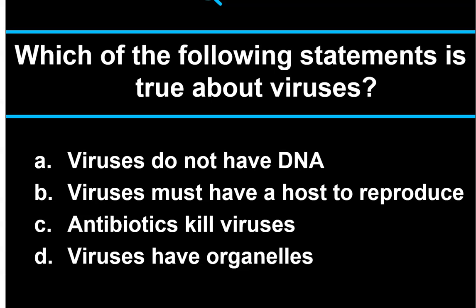All right, so let's look at these questions. Which of the following statements is true about viruses? Viruses do not have DNA. Viruses must have a host to reproduce. Antibiotics kill viruses. Viruses have organelles. Okay, so we learned that the answer is B. Viruses must have a host to reproduce. Viruses do have DNA. Antibiotics do not kill viruses. They only kill bacteria. And viruses don't have organelles. So the answer to this question is B. Viruses must have a host to reproduce.